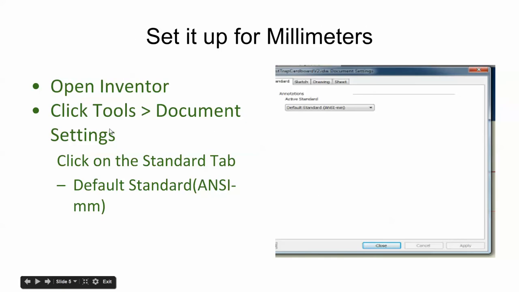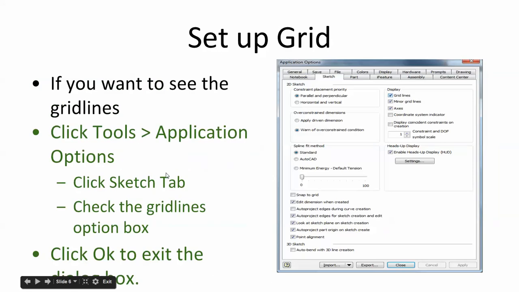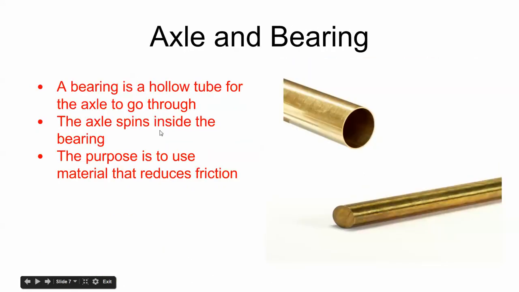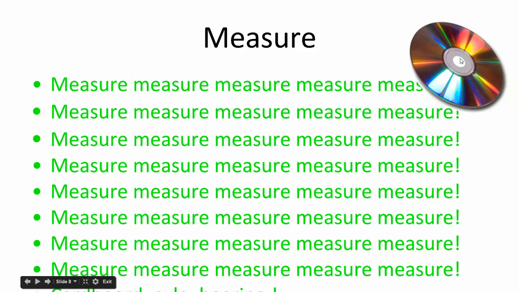If you want to change it to millimeters after the fact, you can do this. If you want to see the grid lines, you can do this. Now, we have to make sure we measure for our axle and our bearing. Let's assume the axle is going through the hub. We need to measure that. And then we also need to measure the inside of our wheel, where it's going to slide through. And then we need to measure the thickness so that we know how to do all these parts.